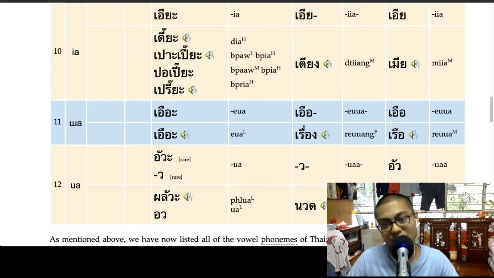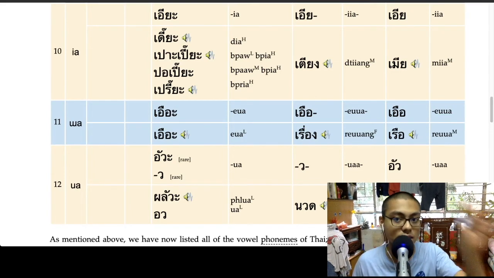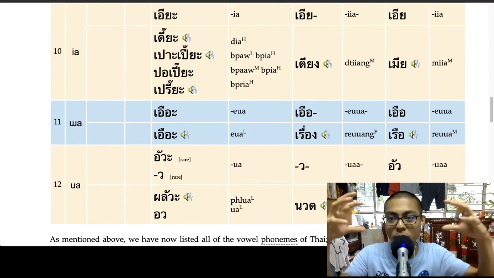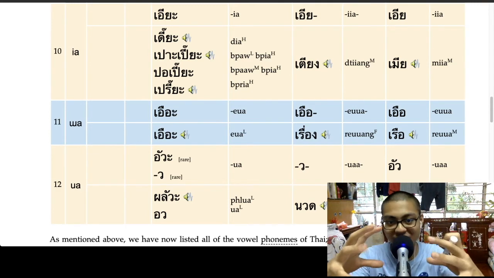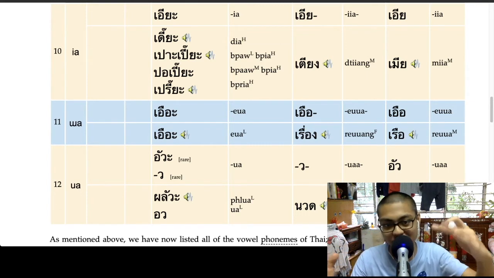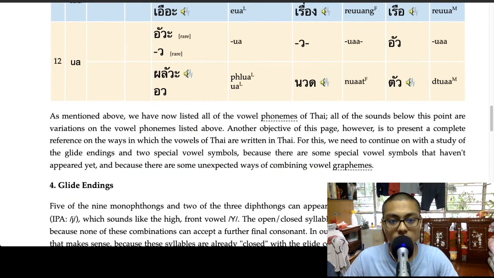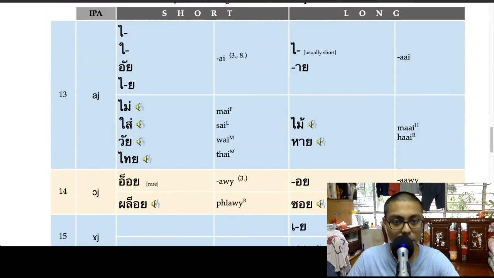So now we have one sound and then we add one more sound. We put it together and we do the gliding sound, and that would be number 12.